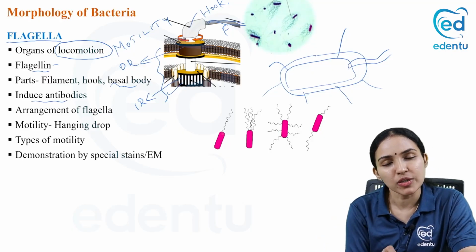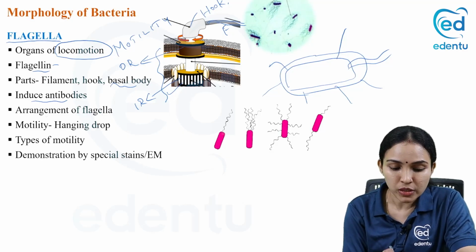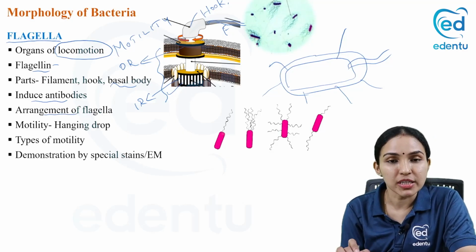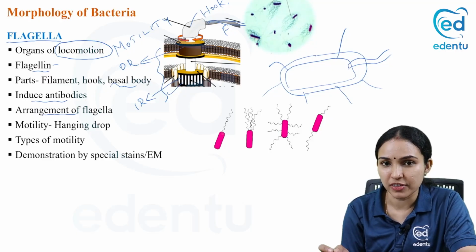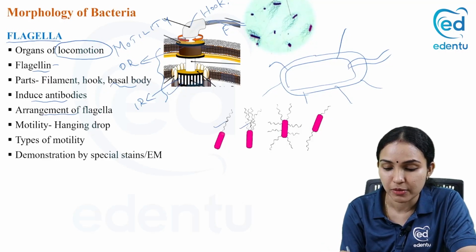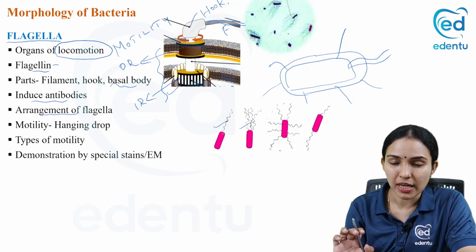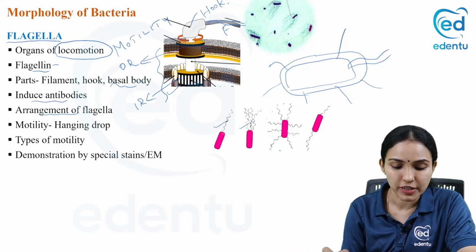Then flagella can also induce antibody. It is also antigenic, like what you said about capsule. And with respect to the arrangement of flagella, you can classify bacteria. Like if it has a single flagellum, or multiple flagella at one end, or multiple flagella all over the body of the bacteria, or bipolar flagella. You can classify bacteria based on the arrangement of flagella.